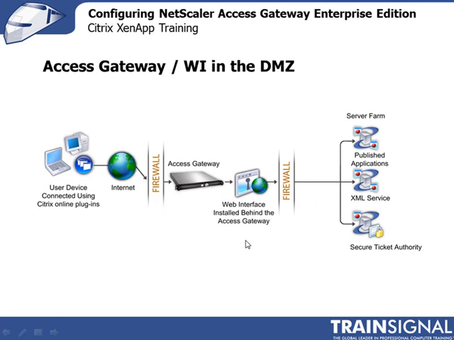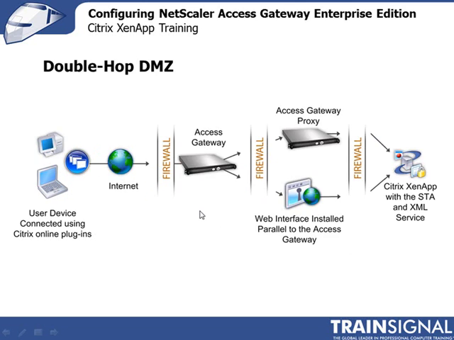Another way of deploying the NetScaler would be to have the NetScaler in the DMZ and to also have your Web Interface server in the DMZ, and then punch the necessary holes through the firewalls. Again, this is another option. I typically don't like to put the Web Interface in the DMZ as well. It's a Windows box. And if I can put it behind the secure network, I like to put it behind the secure network. The only thing I like to keep in the DMZ is the NetScaler itself.